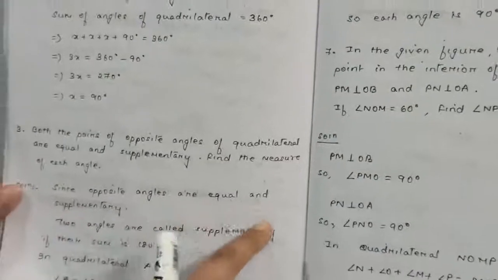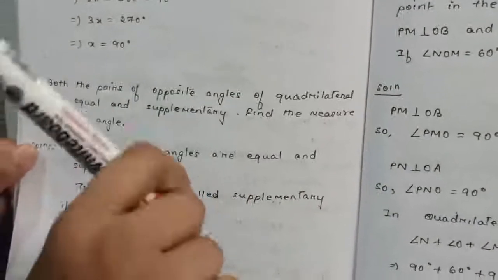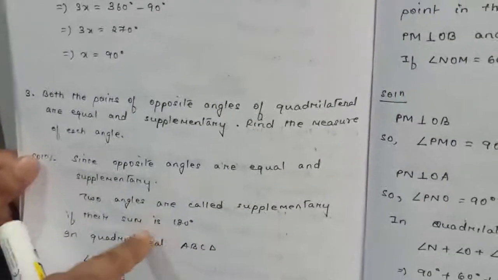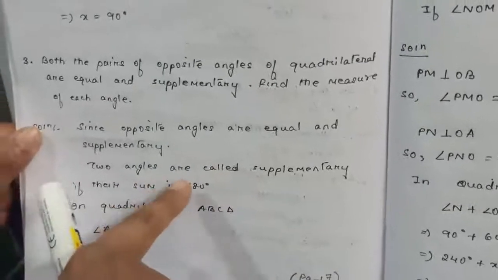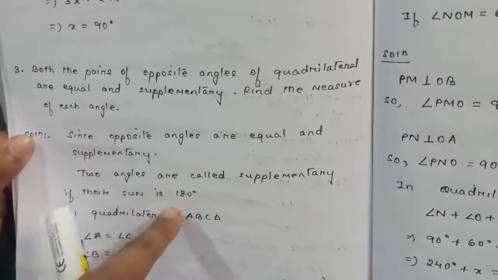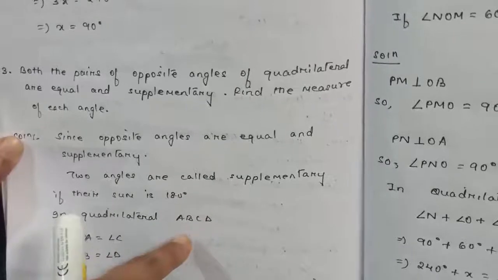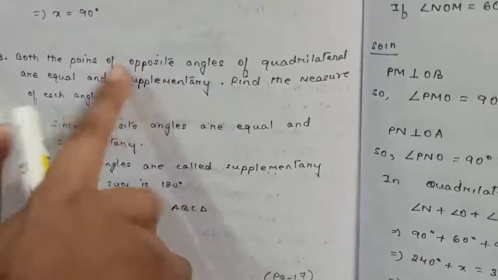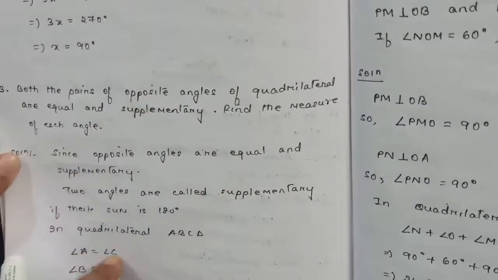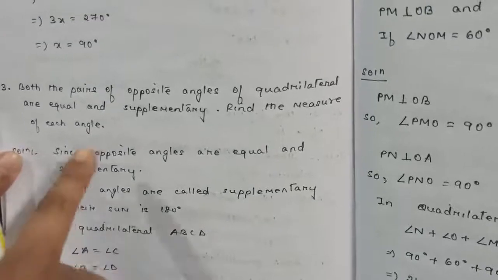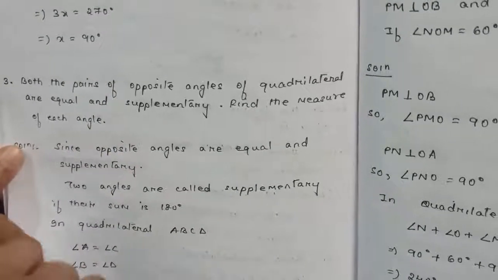Now you see, since opposite angles are equal and supplementary, so this is one situation given. First we have to know what is supplementary. Two angles are called supplementary if their sum is 180 degree. Okay. Now in quadrilateral ABCD, we know it comes from the question. Angle A is equals to angle C since they are opposite angles and they are equal, and angle B is equals to angle D.